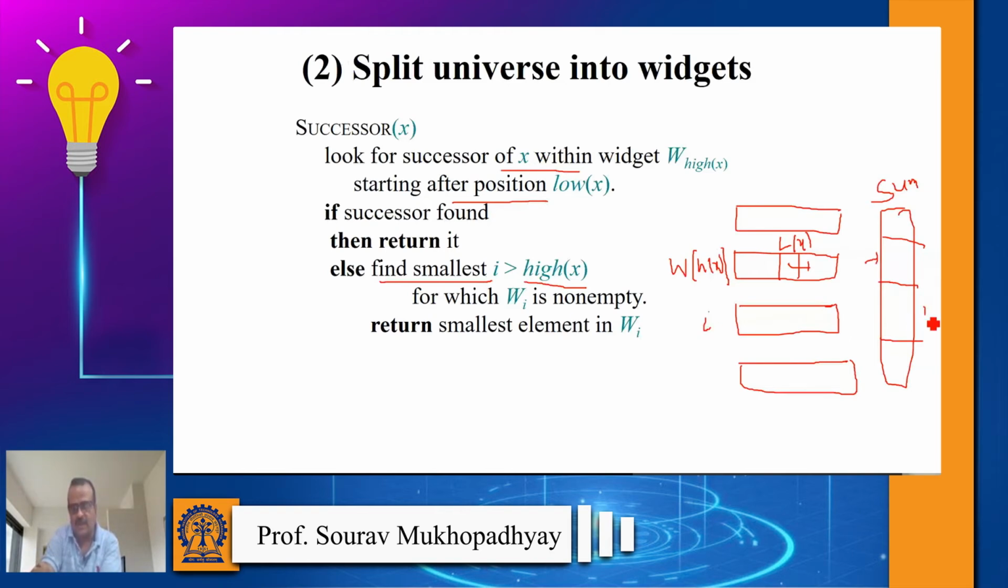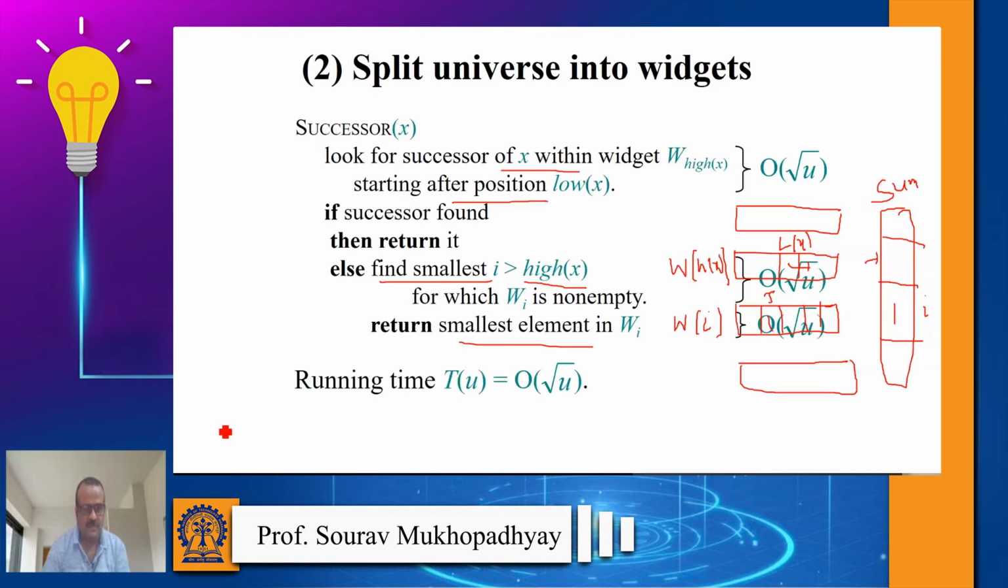We got an i where this is non-empty, this is 1. So we know that in this w i there will be a 1, but we don't know where it is. So we have to find the smallest element in here. Suppose this is j, where there is a 1. Smallest element means we start from the beginning, 0, and find the next one, and we return that. So we return the smallest element there, where the 1 is. So this is the idea, and basically here also there is a successor call.